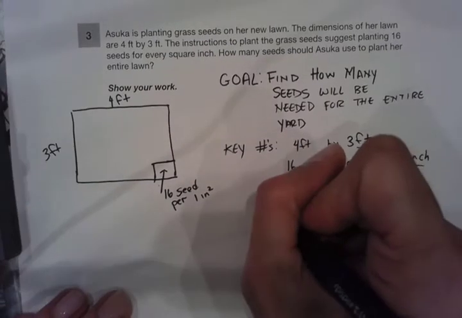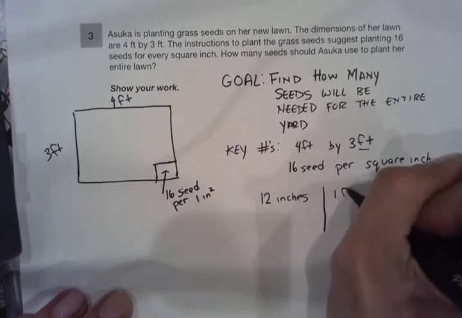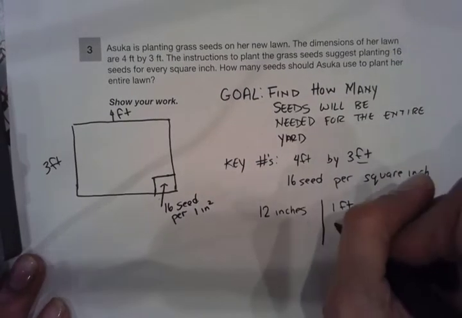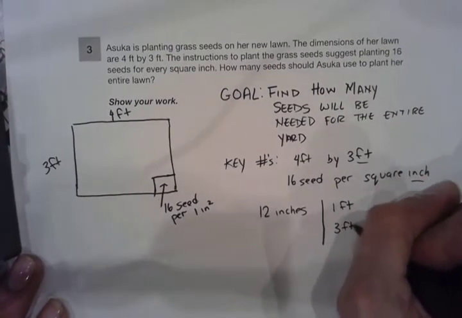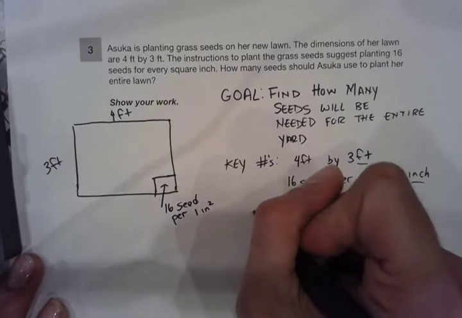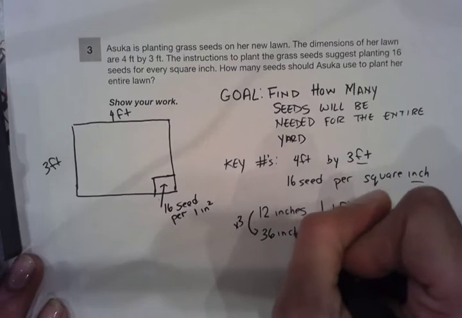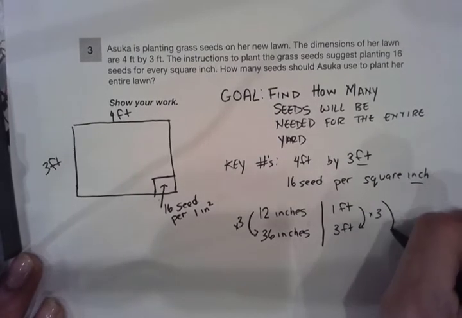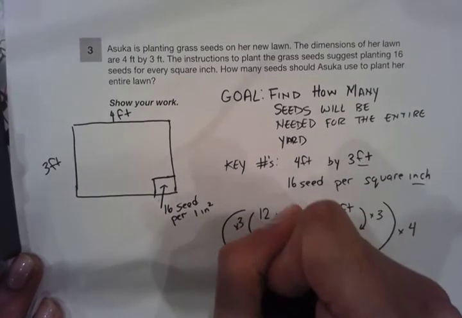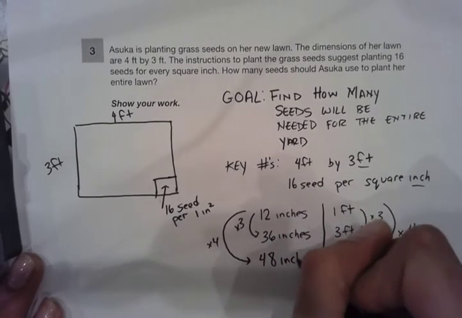So first thing I'm going to do, I know that 12 inches equals 1 foot. And we're going to convert our yard from feet to inches. So our first one, we have 3 feet. I know to get from 1 foot to 3 feet, I've got to multiply by 3. What you do to one side, you do to the other. So I know I'm multiplying by 3 over here. So I have 36 inches. Now for 4 feet, to get from 1 foot to 4 feet, I know I multiply by 4. What you do to one side, you do to the other. So 12 times 4 equals 48 inches.